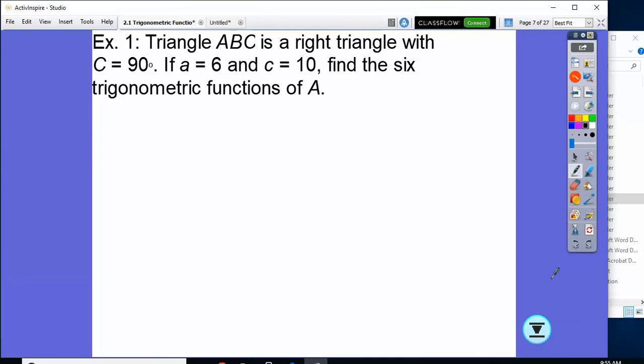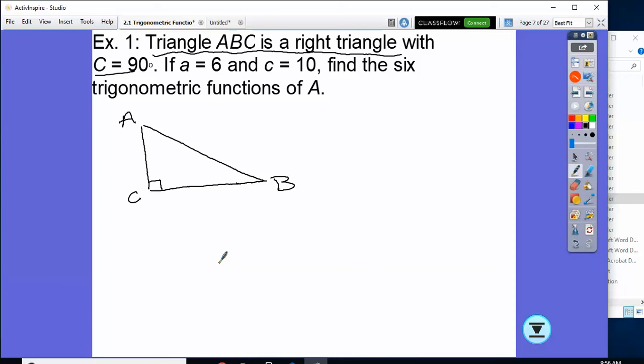Here is our first example. Triangle ABC is a right triangle with angle C equals 90 degrees. You can write that down if you want. It's pretty much going to be the start of every problem. C is always going to be our right angle just to be consistent. So we need to know side A equals 6 and side C equals 10. You can either write the problem or draw a picture and label it. So C is the 90-degree angle. A and B are just the other two.